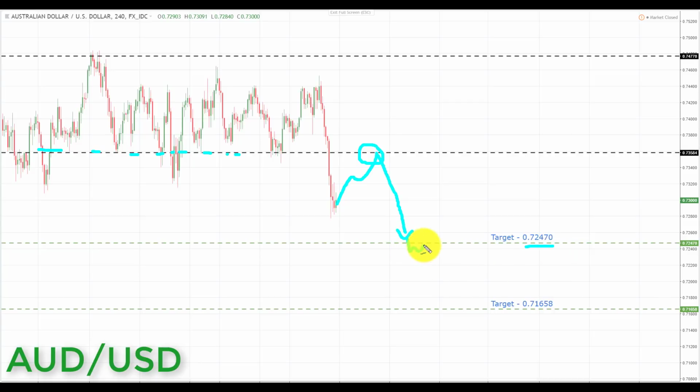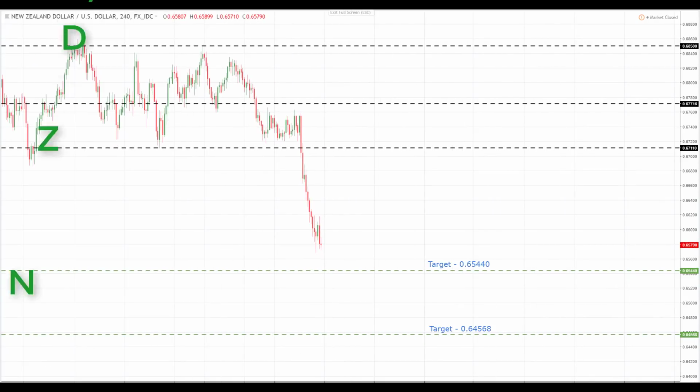And if we can get a breakthrough here, we're going to be looking down towards the next key area of support to the downside and target 2 at the 0.71658.